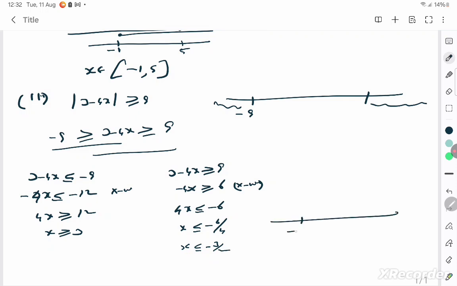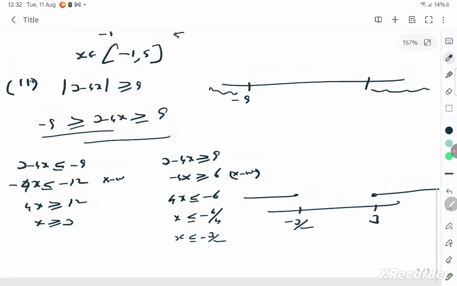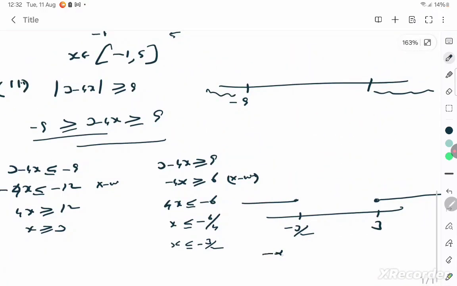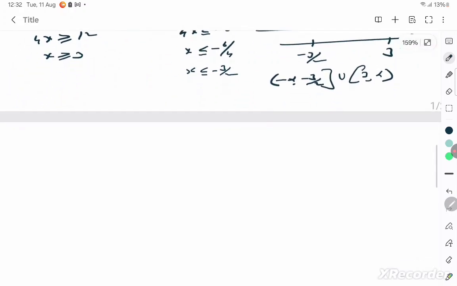Putting them on the number line, minus 3 by 2 here and 3 here. X is greater than or equal to plus 3, x is lesser than or equal to minus 3 by 2. You just write whatever is the solution that you get. Closed interval, open interval union, 3 to infinity in this. Let's go to the next sum.